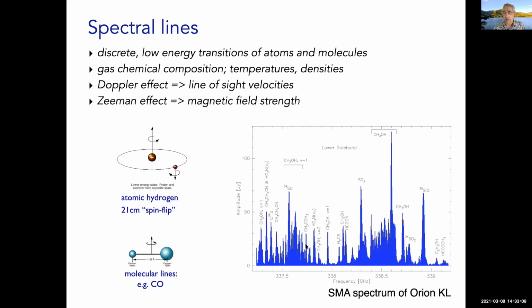And here's an SMA spectrum of Orion KL, a very molecular rich region. And so the millimeter regime, 300 or so gigahertz, can be extremely line rich. The density of lines in the most rich regions can make it actually very hard to even see the continuum.